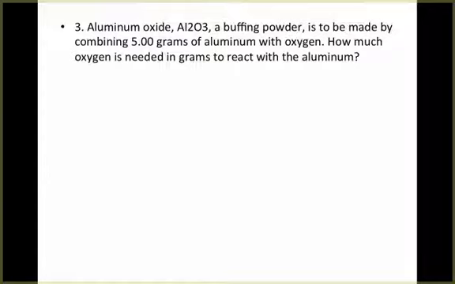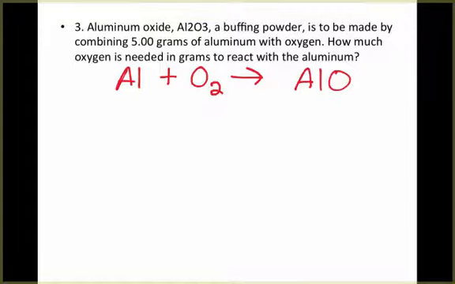We are making aluminum oxide by combining aluminum with oxygen. So aluminum plus oxygen. Don't forget Brinkelhoff. Making aluminum oxide. Sorry, it tells you what it is, Al2O3. Sorry about the subscripts, I forgot about that part. Balance your equation.